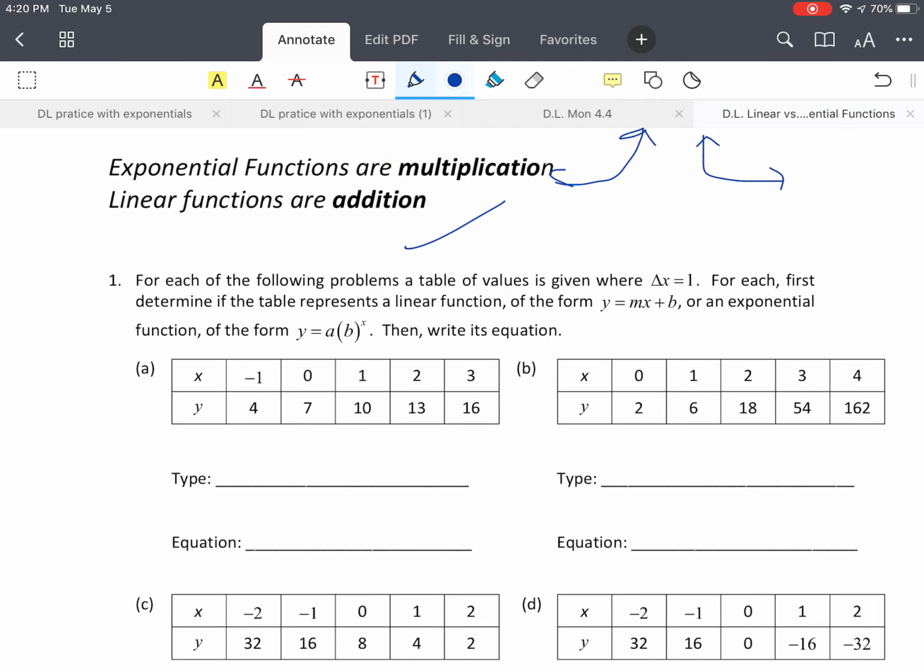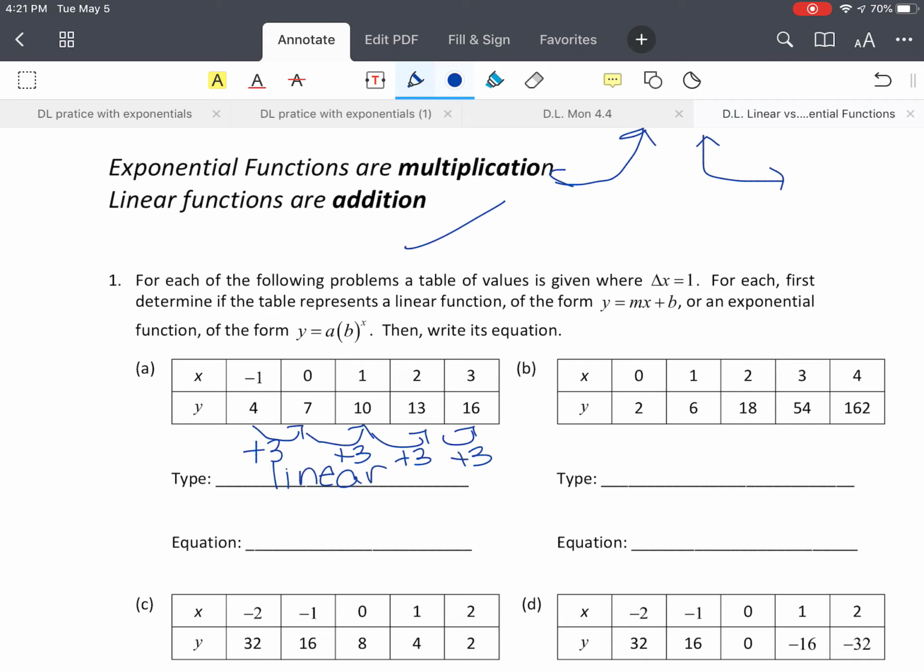Sometimes I like to do a little trial and error. To get from 4 to 7, I add 3. Now let's see, does that work? To get from 7 to 10, do I add 3? Yes, I do. To get from 10 to 13, I add 3, and 13 to 16, I add 3. If I am adding every time, then it is linear.